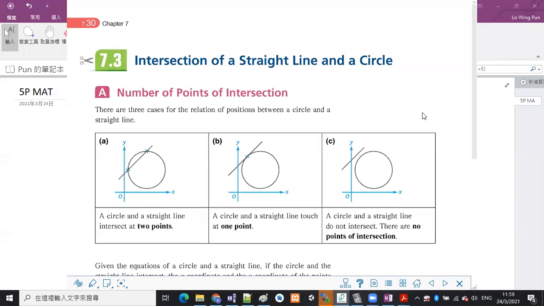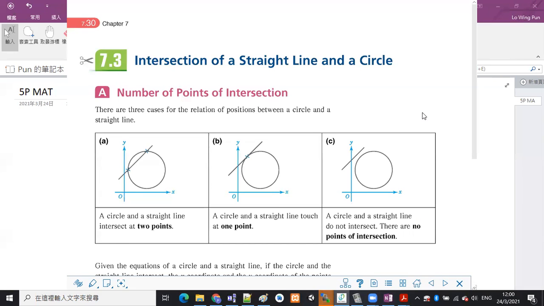But this section, the concept is simple. And the calculation may be simple, may be tedious. It depends on how many unknowns are in the question. So this section is about the relationship between a straight line and a circle.